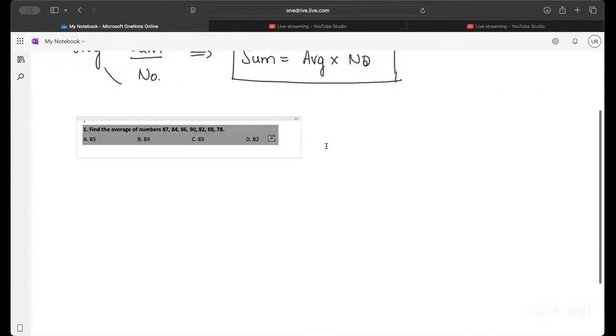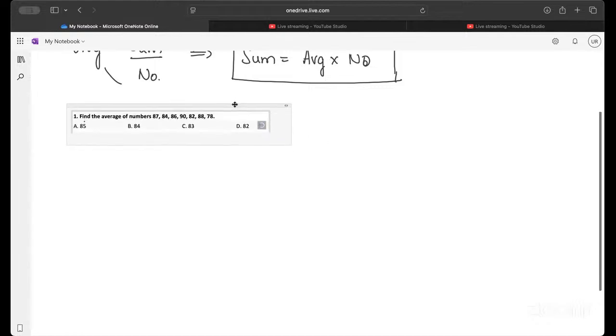Tell me the average of these numbers. We have 87, 84, 86, 90, 82, 88, and 78. Now, whenever you're calculating averages for these numbers, don't add all of them, because the values will be given such that you do not have to add all of them and manually divide. See the values.